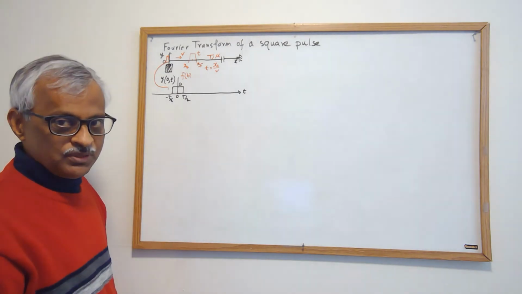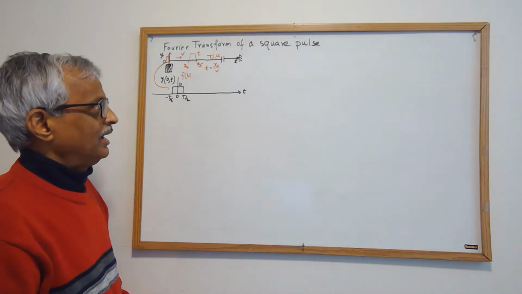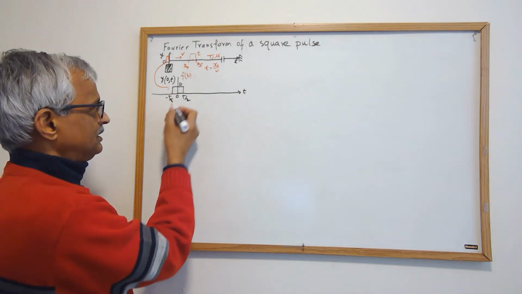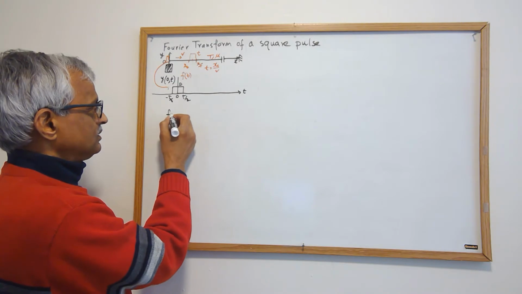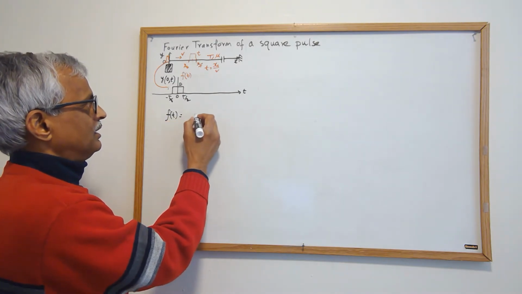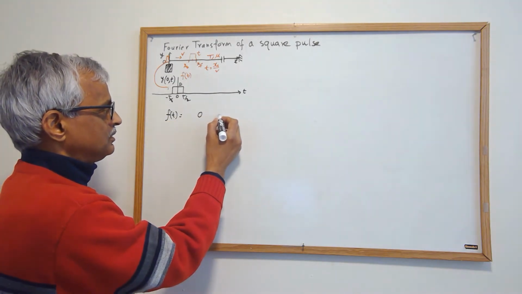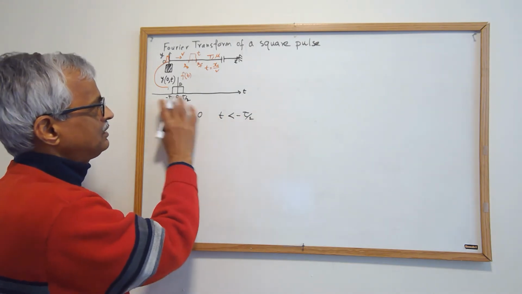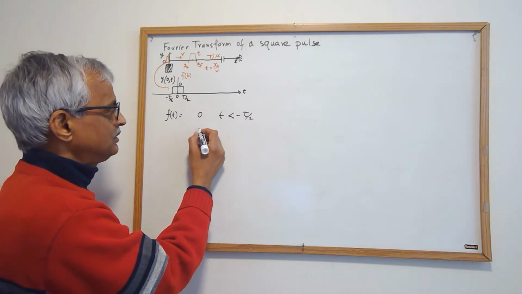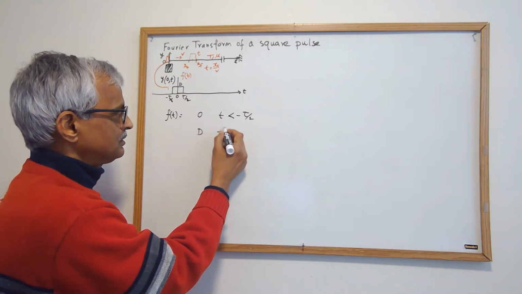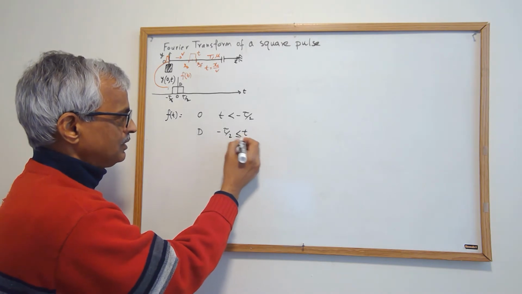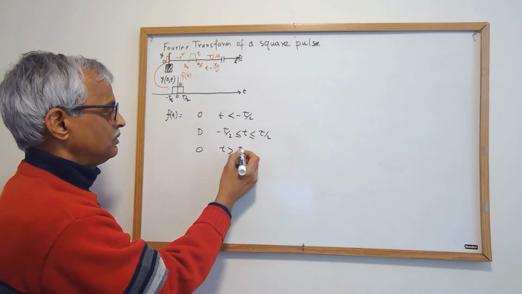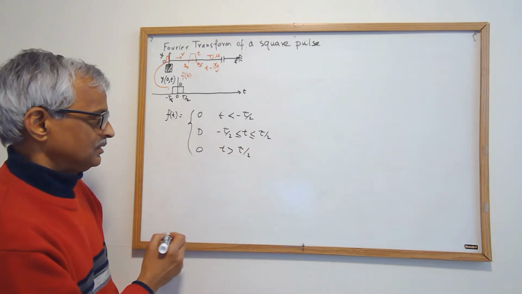So we have to do a Fourier transform, and so we write down, this is very easy to write down. The function of t is 0 for t less than minus tau over 2. I make it symmetric so it's easy to do the integral. D between minus tau over 2 and tau over 2, and 0 for t greater than tau over 2. So this is the function.